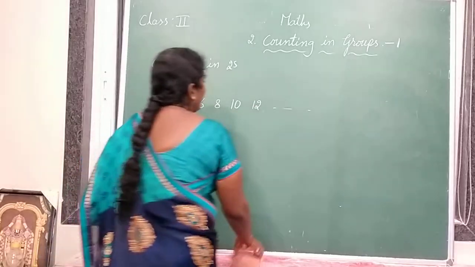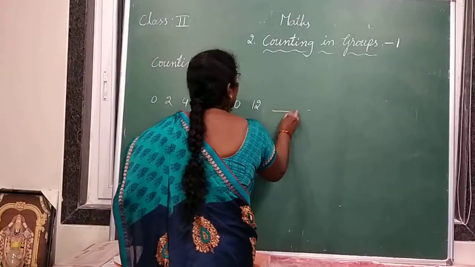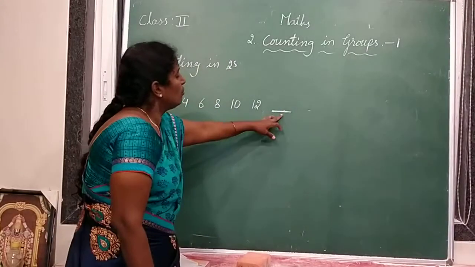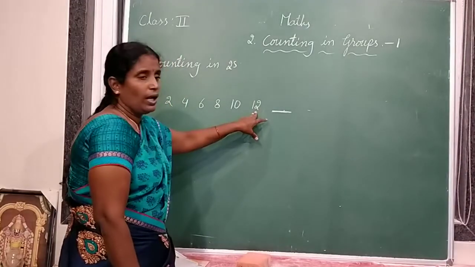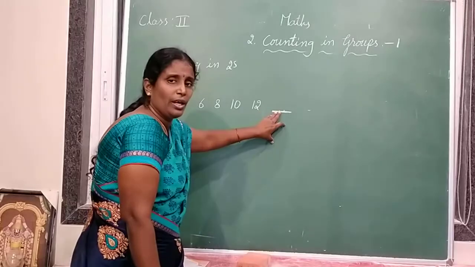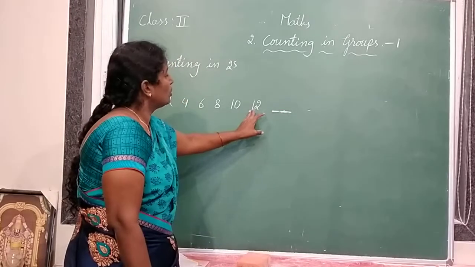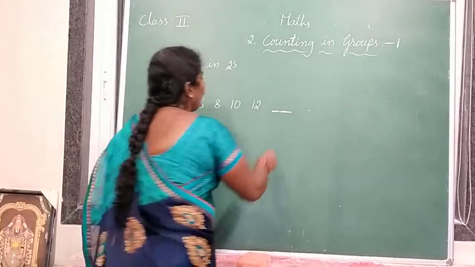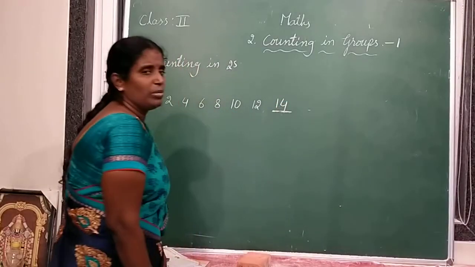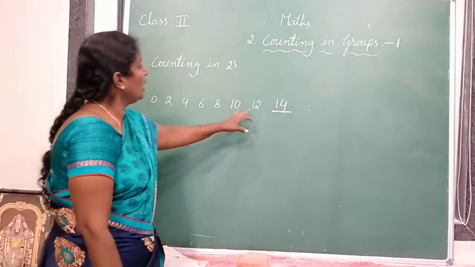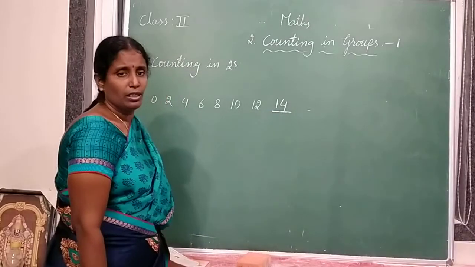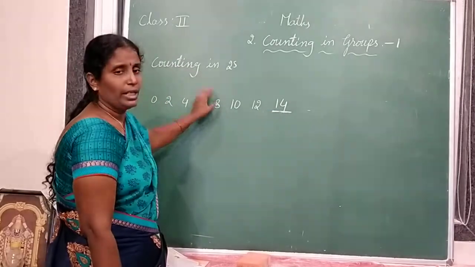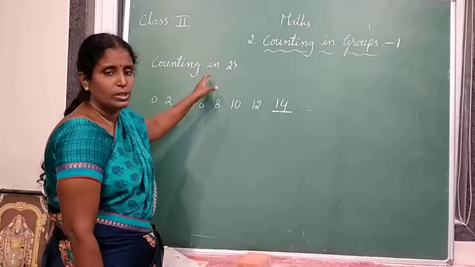So I want to get the number here. What is the number before this? 12. If you add 2, will you get this number or not? Yes. So 12 plus 2 is 14. So what is the next number? 14. So after 12 we skip 13 and reach 14. Is it right? Yes. This is nothing but counting in twos.